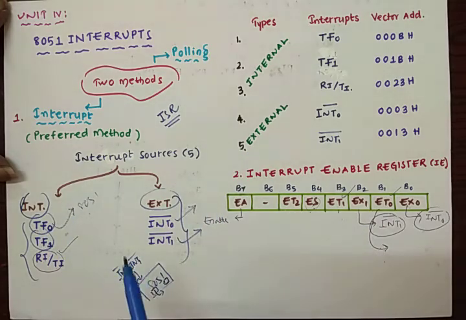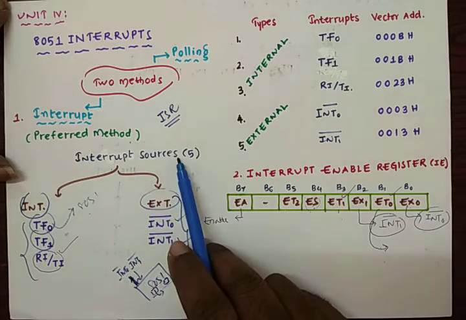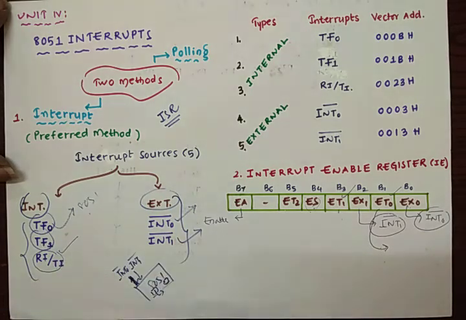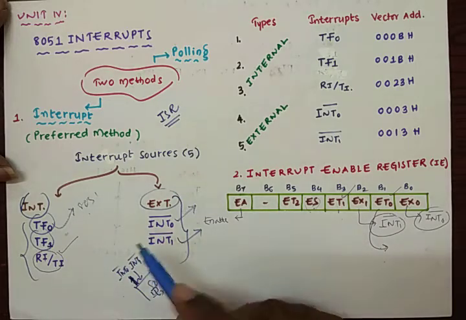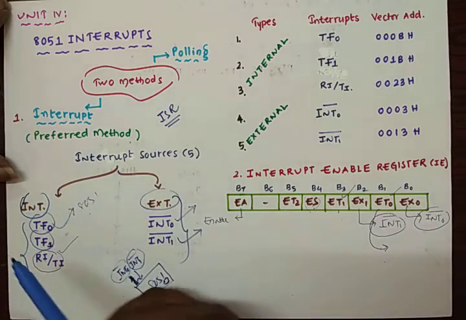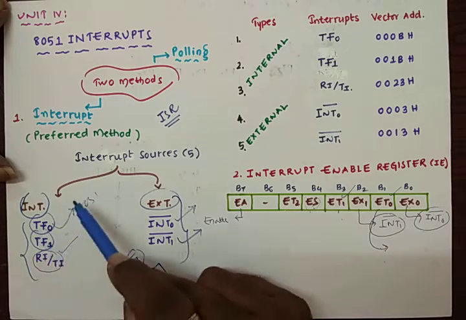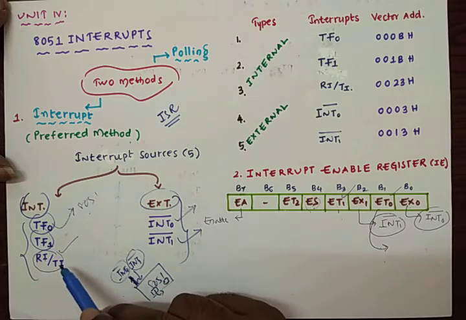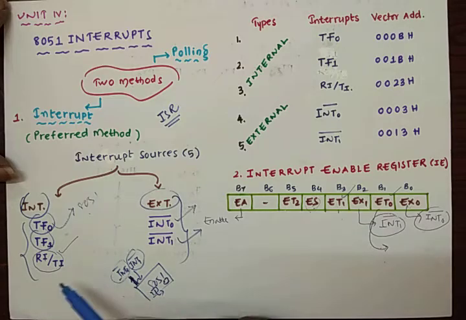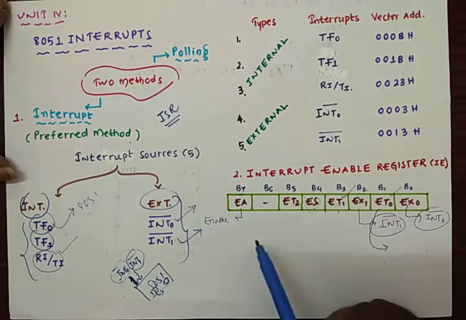So it is very clear that the 8051 has 5 interrupt services, in which 3 are internal and 2 are external. The 2 external ones are interrupt 0 and interrupt 1. Of the 3 internal interrupts, 2 are from the overflow of the timer 0 flag and the timer 1 flag. Whenever data reception and transmission is completed, the serial port will give the interrupt to the 8051. This is about the 5 interrupt services of the 8051.